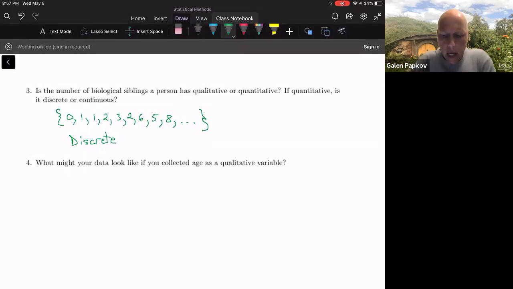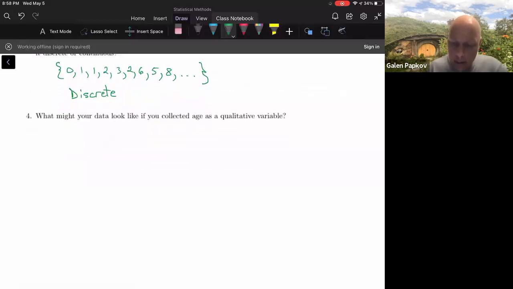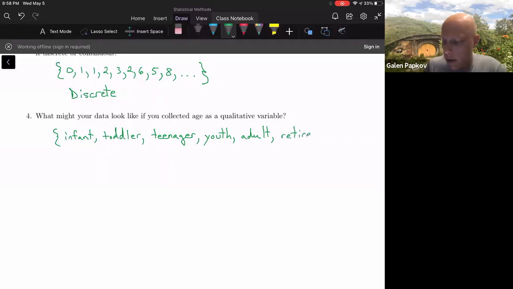Which brings us to the last one. What might your data look like if you collected age as a qualitative variable? And so I described this earlier, and I'll do it again. If age is qualitative, then we might record it in intervals or words. And so maybe it's infant, toddler, a teenager, and this isn't necessarily in order, youth, adult, or retired, or elderly, whichever way you want to say it. And you may have other descriptions that go in there, but those being words would be qualitative.